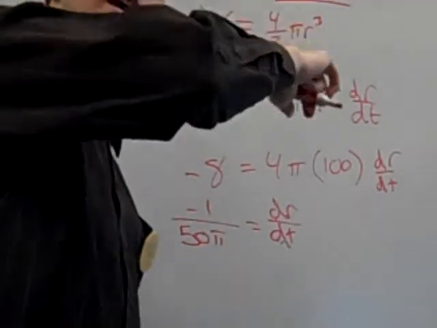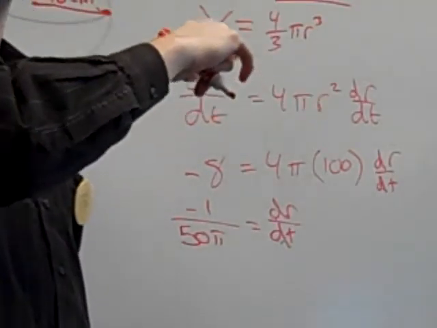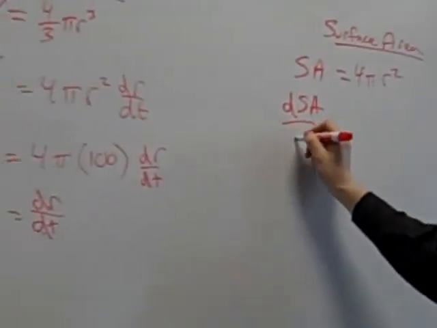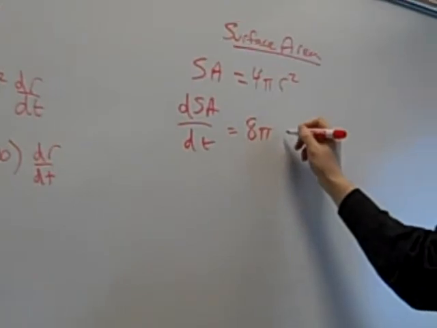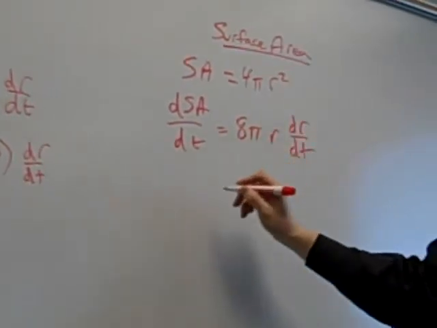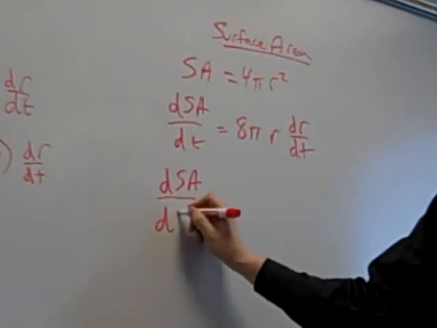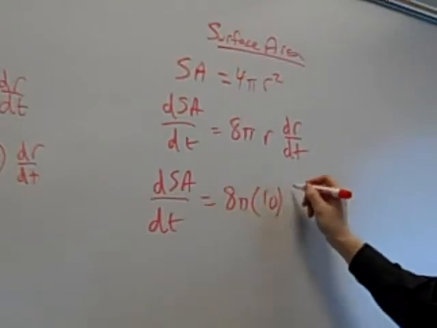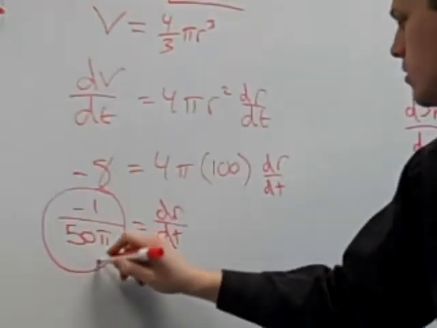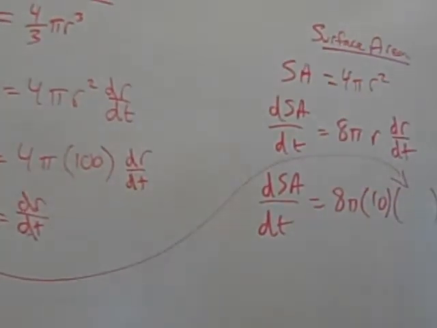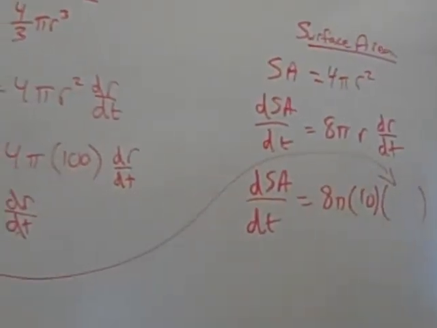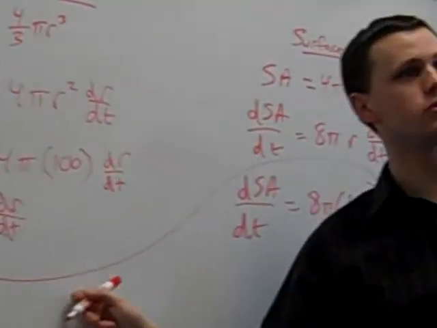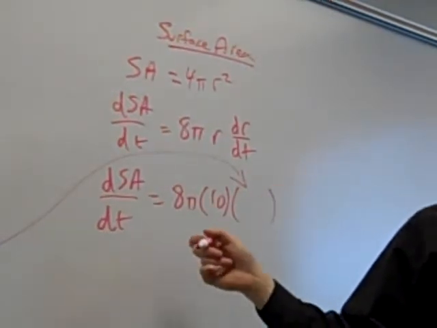I wanted dSA/dt, the surface area, how the surface area changes with respect to time. So I take the derivative of this equation now. That equals 8 pi r dr/dt. And I'm looking for this thing on the left, and I have all the pieces now for the right. I've got 8, I've got pi, the radius is 10, and then I can take this value and plug it in. See how that's helpful? The reason they gave us dV/dt was so that we could find dr/dt, and then use dr/dt to find dSA/dt, the rate of change of the surface area.